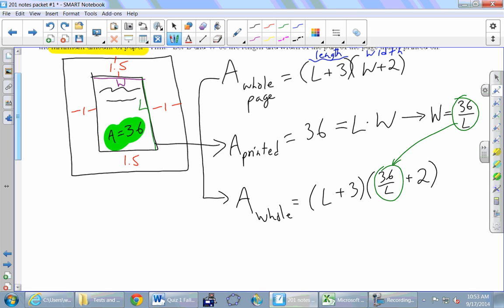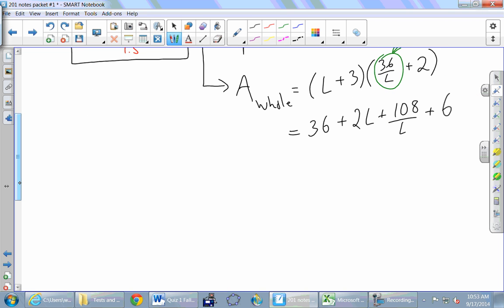So let's FOIL that together. So first, what do we get? 36, right? Because the L's cancel when you multiply the firsts. Plus outers, 2L, plus inners, 108 sounds good. Divide by L, plus the last, 6. And so we'll just combine the 36 and the 6 to get a 42 in the front.